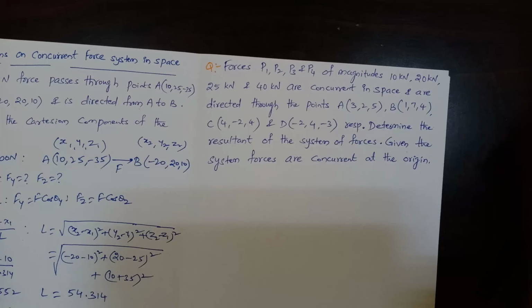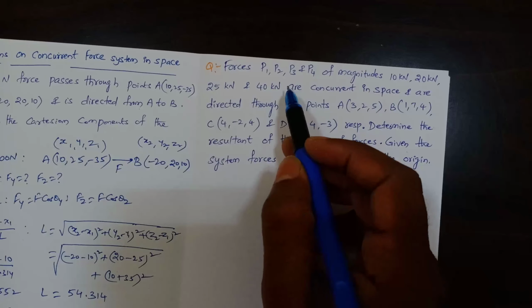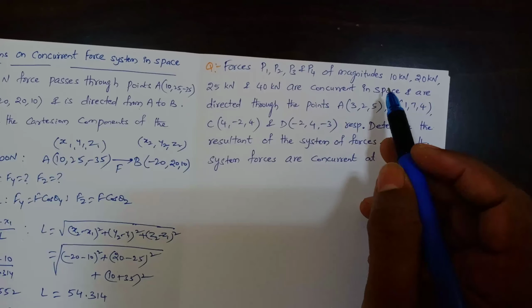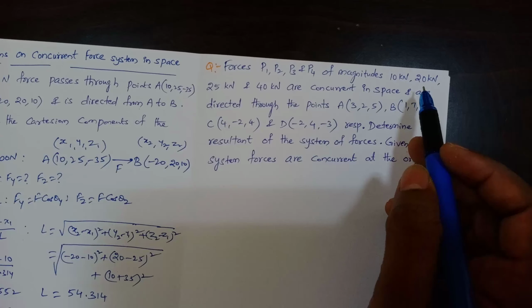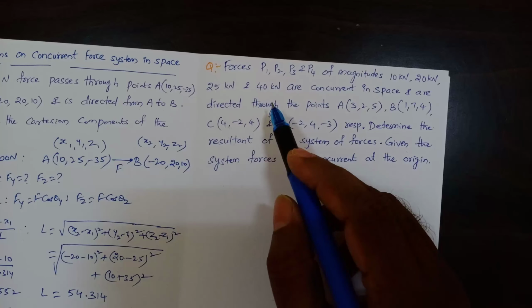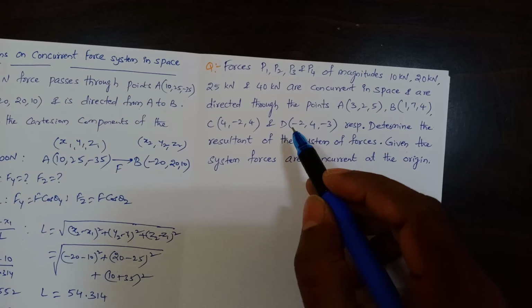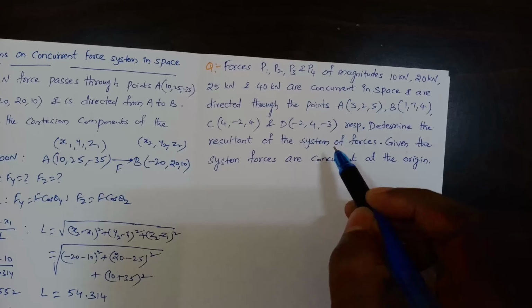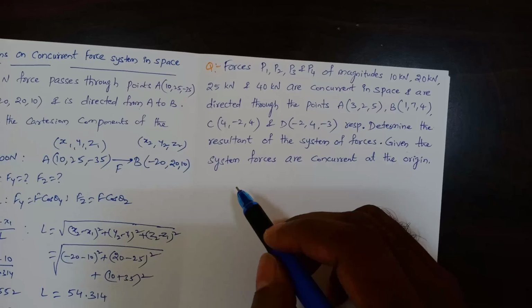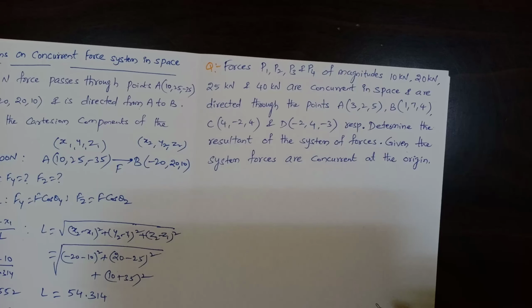So here the problem is: forces P1, P2, P3 and P4 of magnitudes 10 kilonewton, 20 kilonewton, 25 and 40 kilonewton are concurrent in space and are directed through the points A, B, C, D respectively. Determine the resultant of the system of forces, given the system of forces are concurrent at the origin.